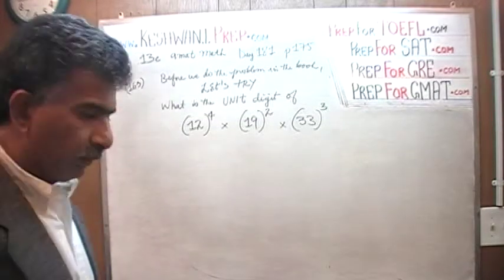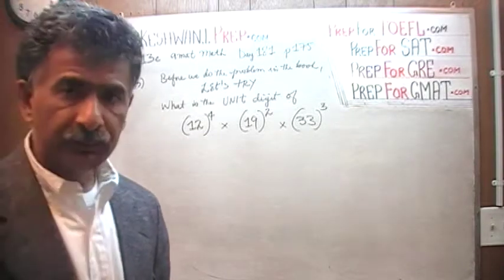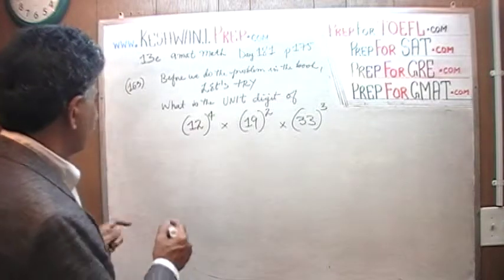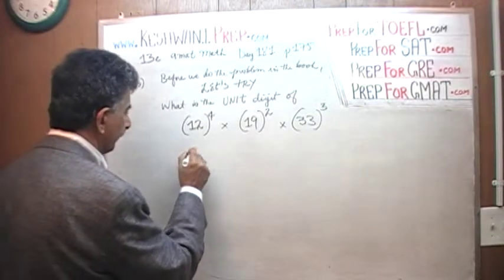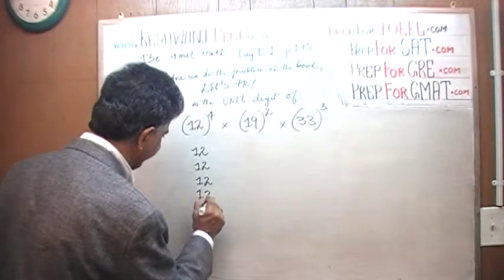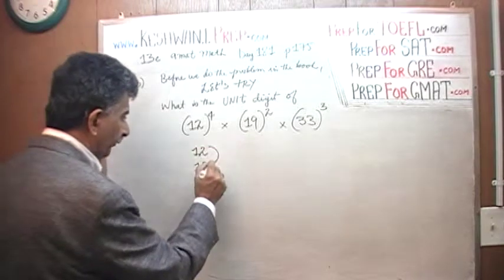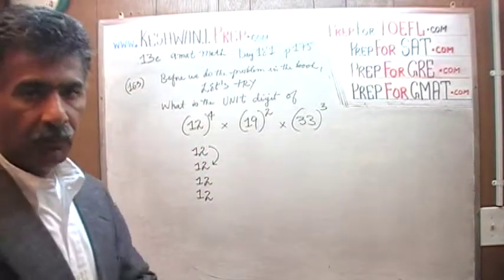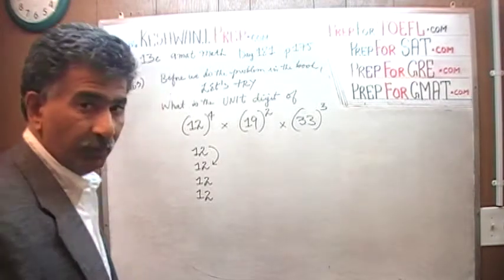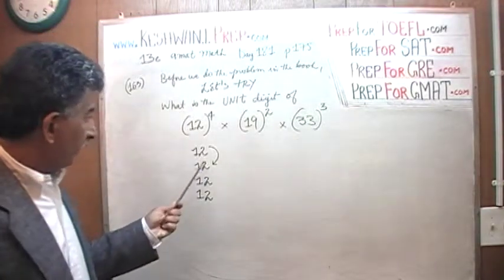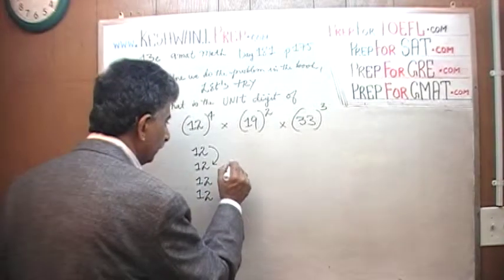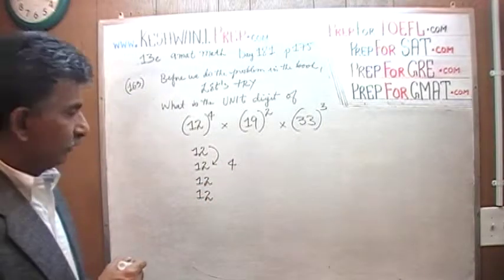Very good. Hopefully you did the problem yourself. You have the answer in front of you. Let's see what's going on. 12 raised to 4 is the same as 12 times 12 times 12 times 12. 12 times 12 is 144. 144 ends in a 4. Why does it end in a 4? It ends in a 4 because 12 times 12, the unit digit is 2 times 2. And therefore 12 times 12 should end in a 4, because 2 times 2 is 4.